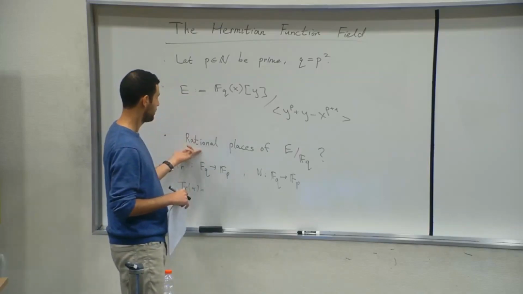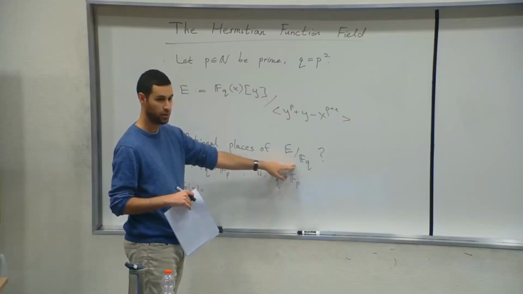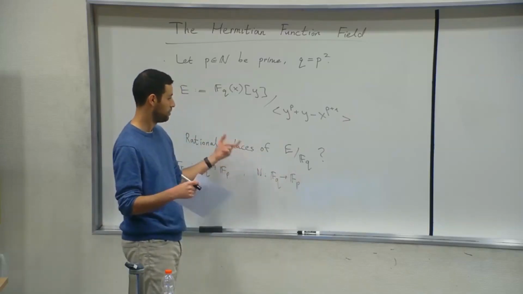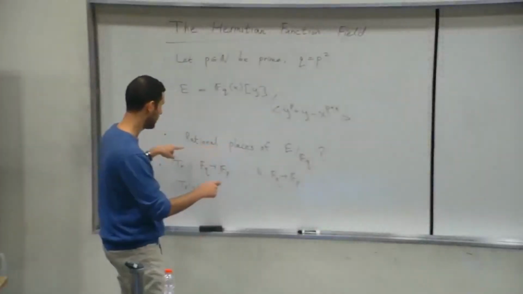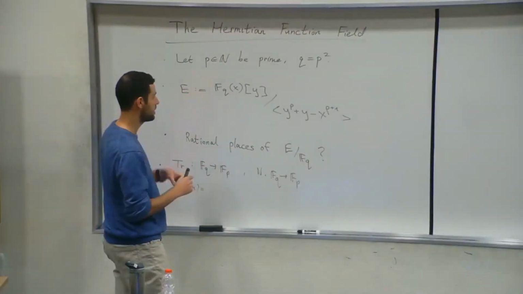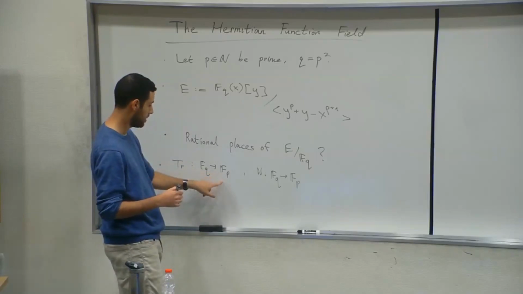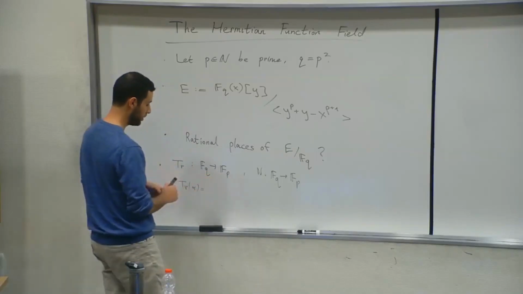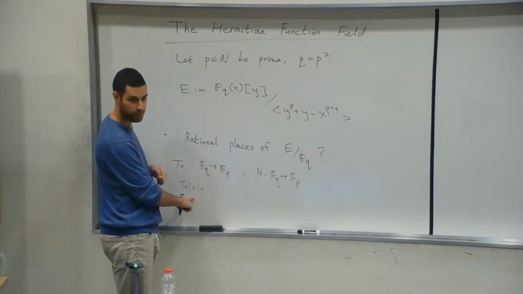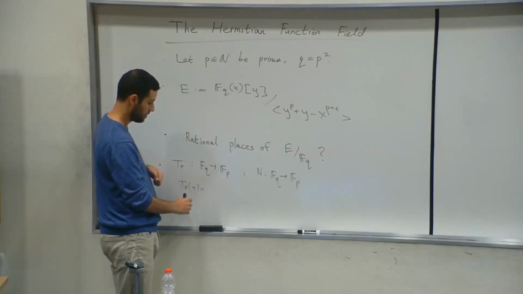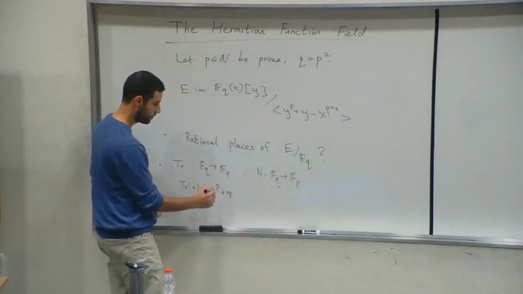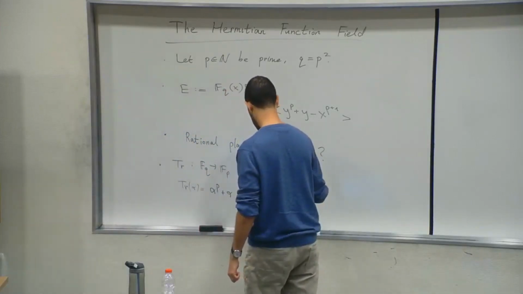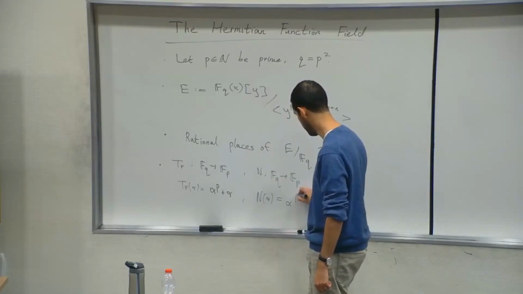And what we wanted to do is to explore what the rational places of this function field are. Rational places are just prime divisors of degree 1. Maybe one more thing before that, let me just recall. If we consider this extension F_q over F_p, F_p squared over F_p, then we saw the trace and the norm, two important maps. What was the trace? Do you remember? The trace of alpha was alpha to the p plus alpha, and the norm was alpha to the p plus 1.